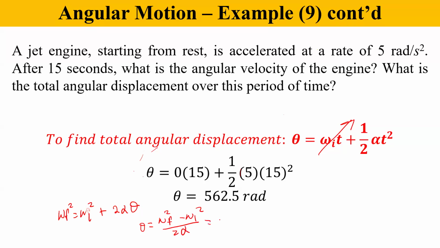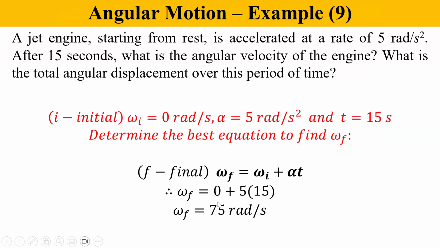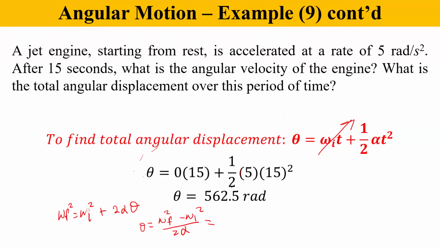All right, and we had omega f, what was the final velocity again? We had worked it out just before. It was 75. So that one should give you the same: 75 squared minus 0 squared, upon 2 times 5. You should get the same thing with that approach. Just double check it. Once the formula is written right, you should pretty much get the same thing for the application of it.